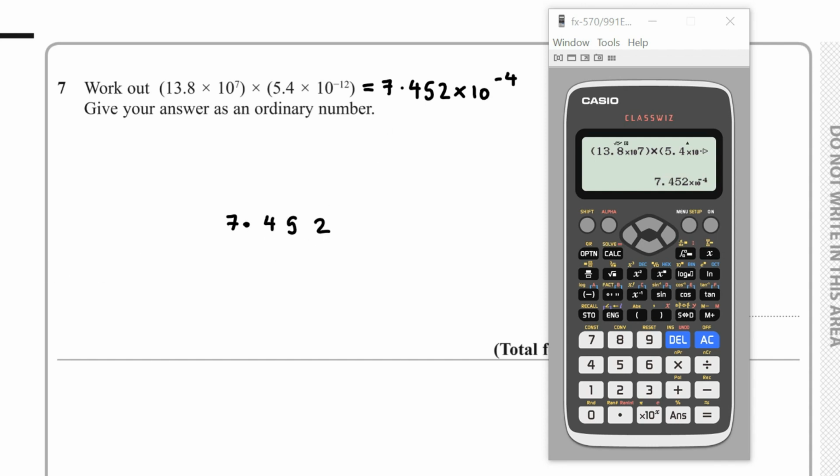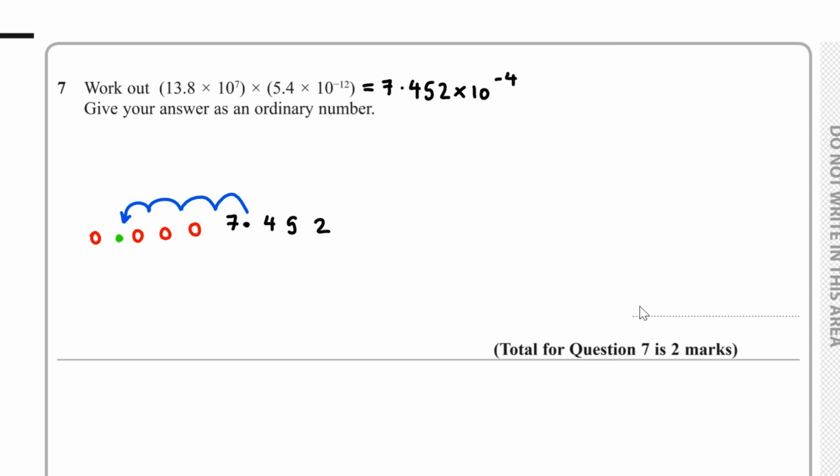7.452, and remember, if this is in standard form, what we need to do is move the decimal place 4 units to the left. So we've got 1, 2, 3, 4 units to the left. So the decimal point goes here now, and here we've got 0.0007452. So as an ordinary number, we've got 0.0007452.